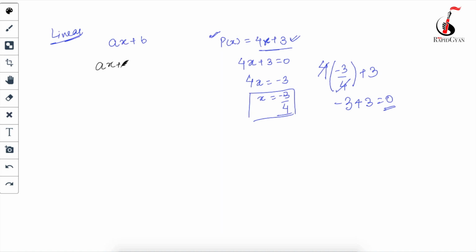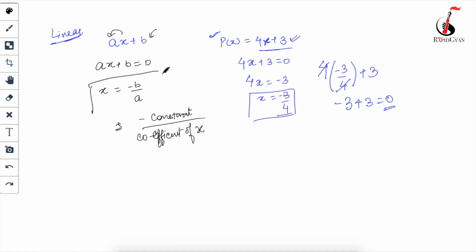Simply, if I solve it in general, I will have to write ax + b = 0, which means x = -b/a. B is your constant term, so I can write the zero as minus the constant term divided by the coefficient of x. Hope you understand. So for any type of linear polynomial, if you have to find the zeros, this is your formula.